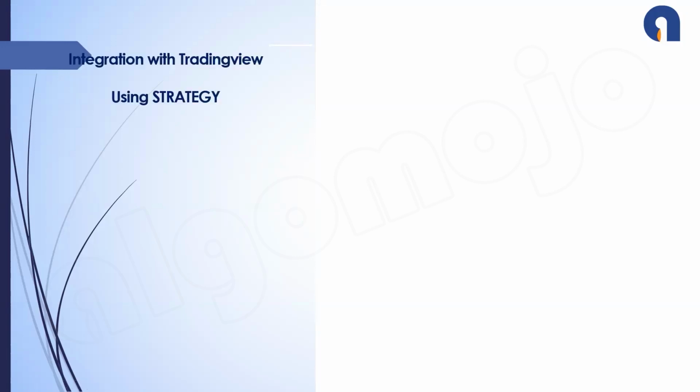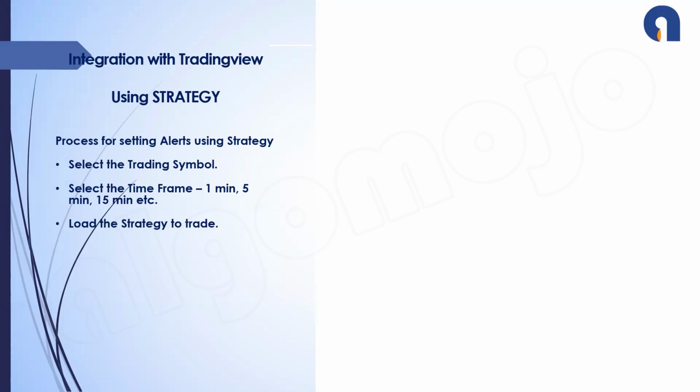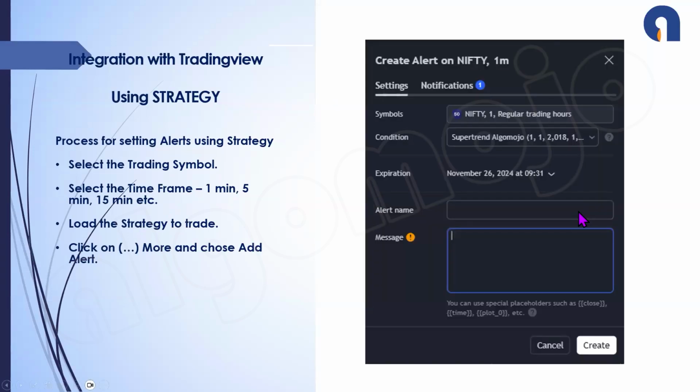So the process for using a strategy in TradingView is: first select the trading symbol, select the time frame, then load your strategy, and then click on this more button. You will get this window where you have to update the message and update the webhook URL. So what is to be updated in the message box, and where is the webhook URL to be pasted? Under notification, you have a webhook field. You need to just copy and paste that. And the message to be pasted, we give you that.